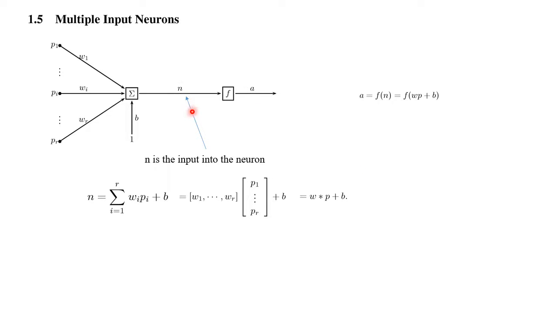So that is the input into this artificial neuron, which is a function. That's going to apply to N to give us an activation A. So A is the transfer function on N. N is obtained by this matrix product WP, then the additive amount B.